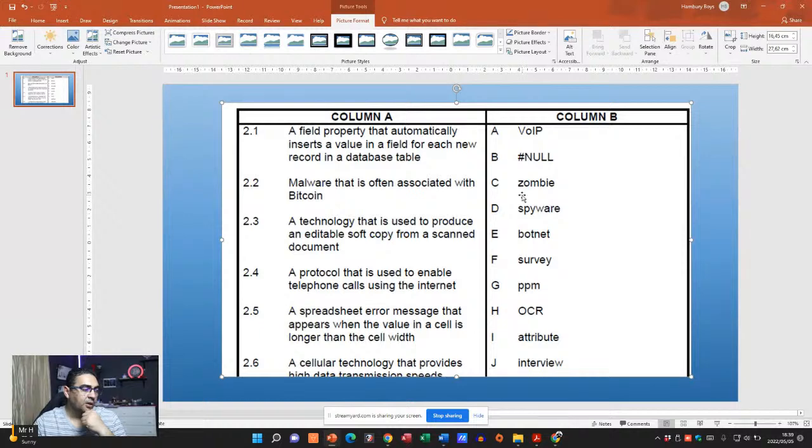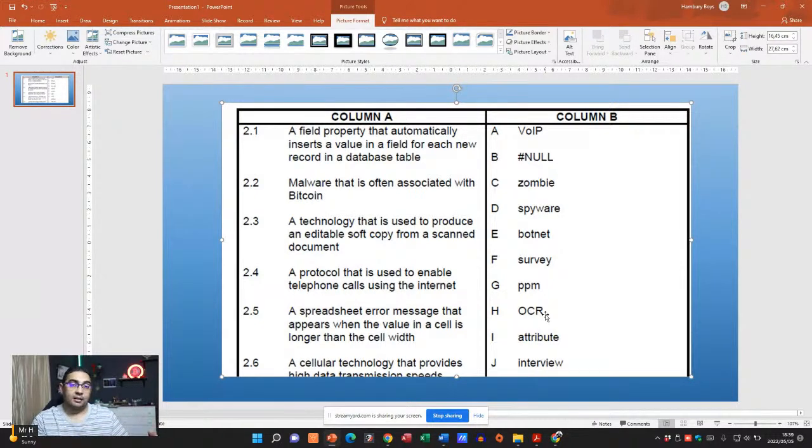All right, we see our zombies, spyware, botnet. This is all part of malware. So already I know where I'm going over there. A survey, we know what a survey is. A survey is something we give out to people in order to get feedback, to find out what people's feelings are towards something. PPM, that stands for pages per minute. That deals with the speed of a printer. OCR, that's our optical character recognition software, right? That, remember, we use with scanners.